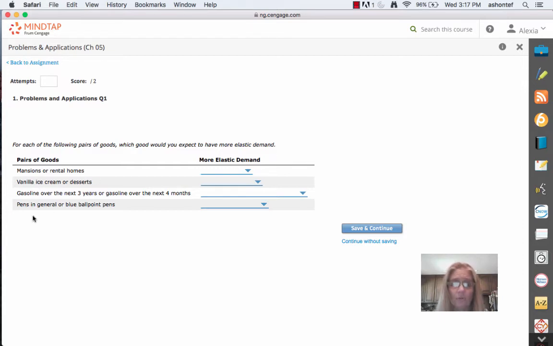I'll give you an answer to one of them, where it says pens in general, so that's the last one, or blue ballpoint pens. Pens in general means all kinds of pens. A blue ballpoint pen, on the other hand, is really, really specific. It's one type of pen. The ballpoint pen is the one that will tend to be more elastic on this particular question.